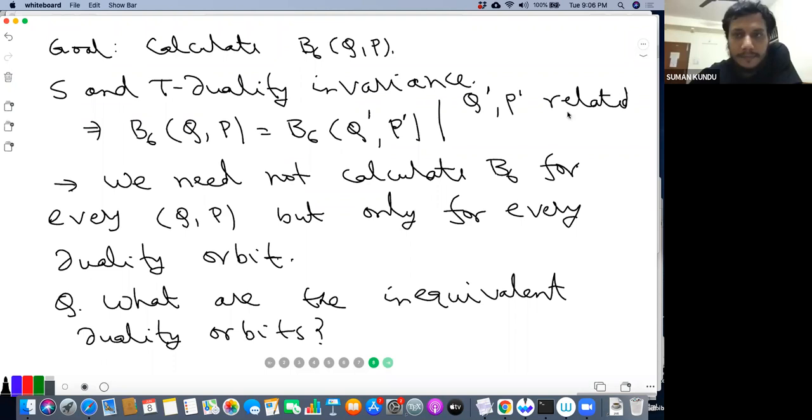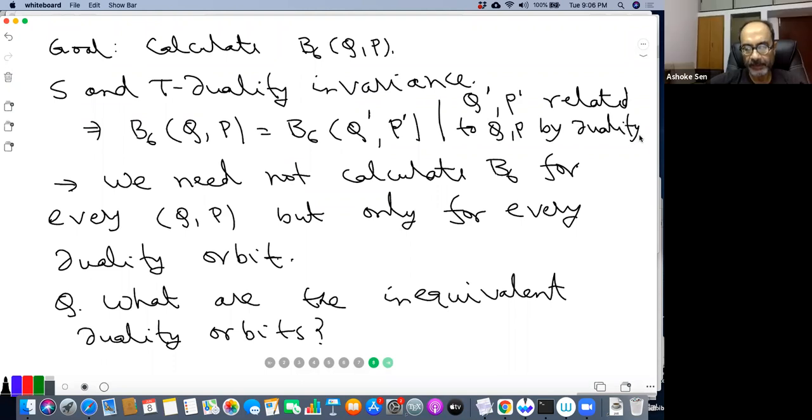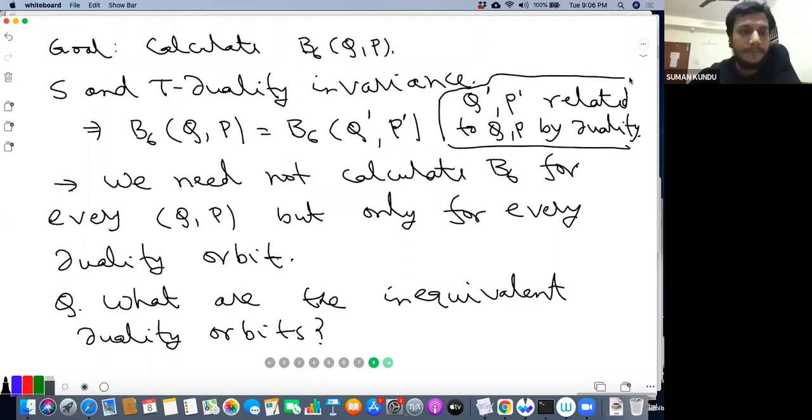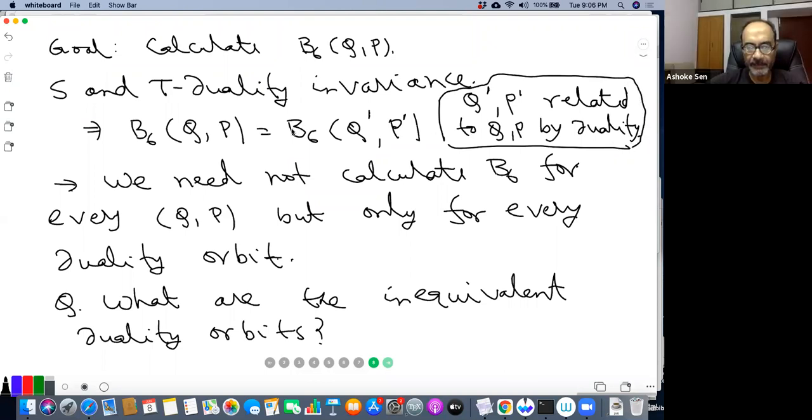Oh, I see. Okay, either S or T duality. And so what I'm saying is that because of this relation, it will be an overkill if we want to determine B6 for every Q and P. We just determine it for one duality orbit at a time. Is this clear?